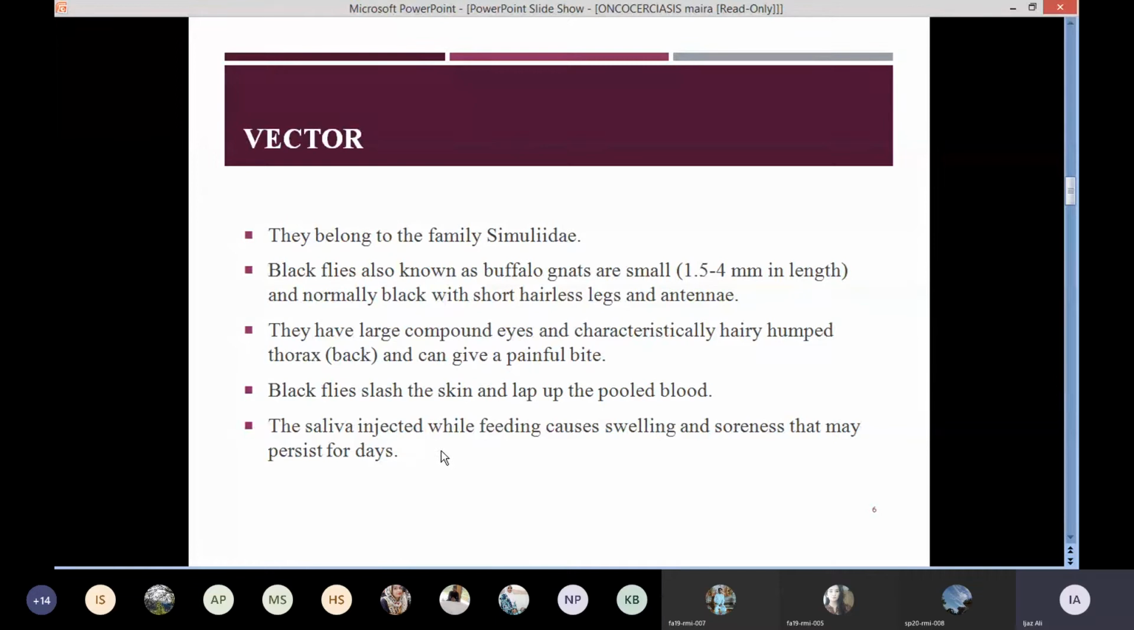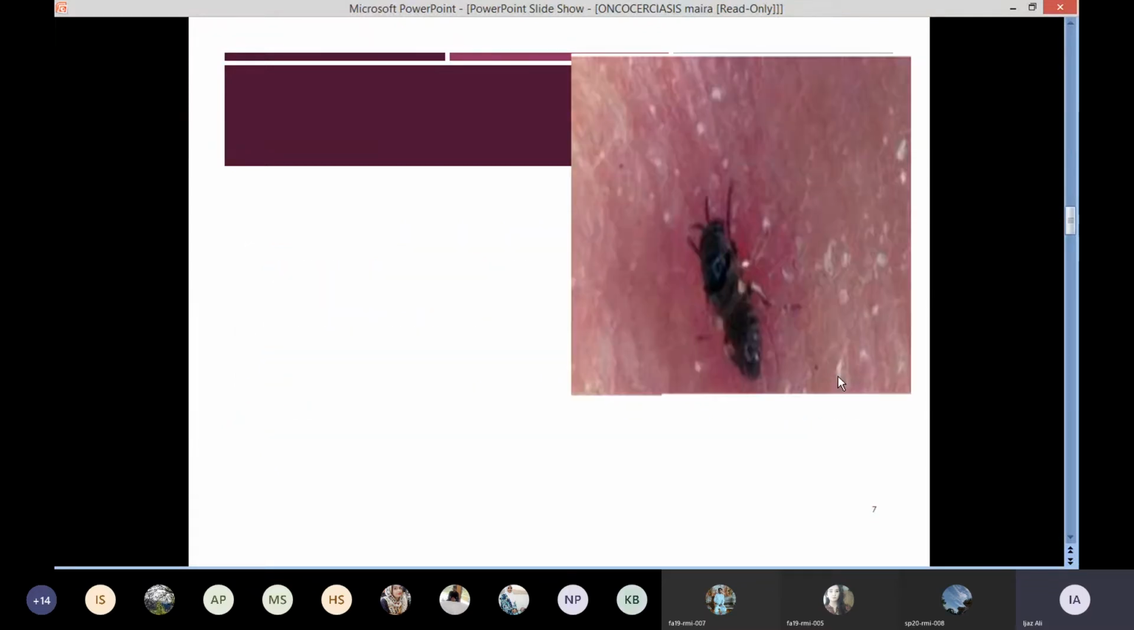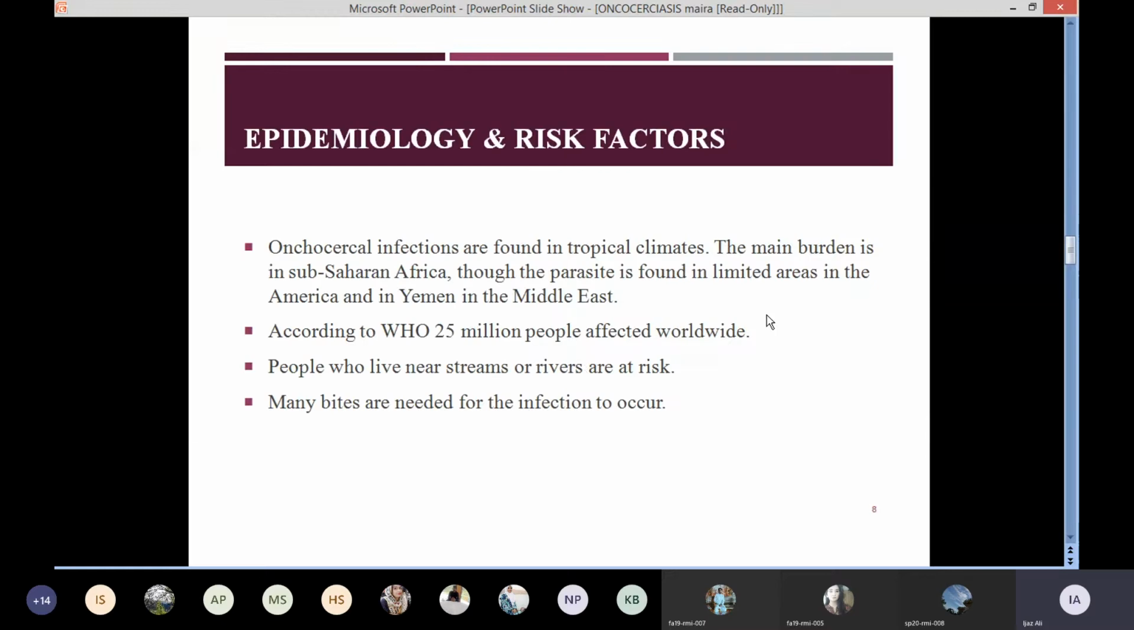The saliva injected while feeding causes swelling and soreness that can persist for days. So this is the black fly that we are talking about.